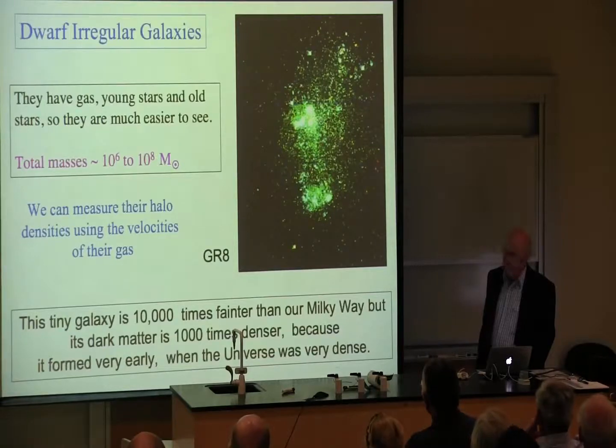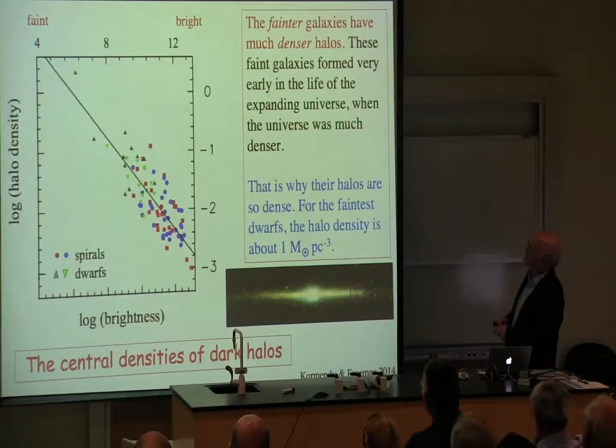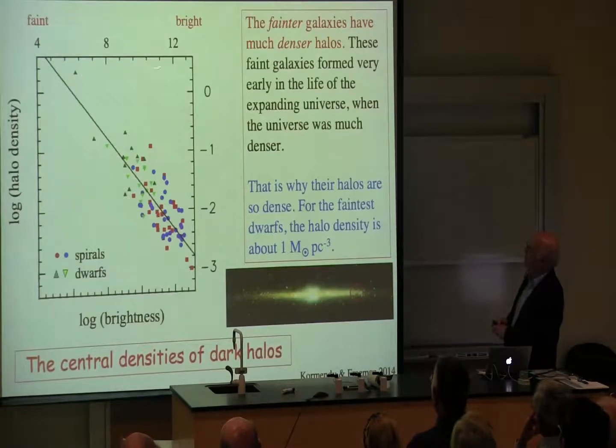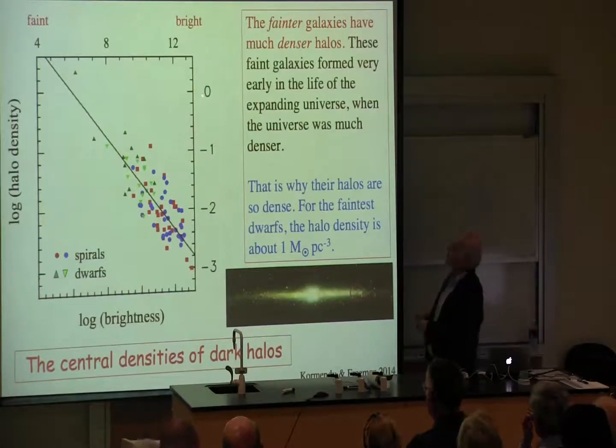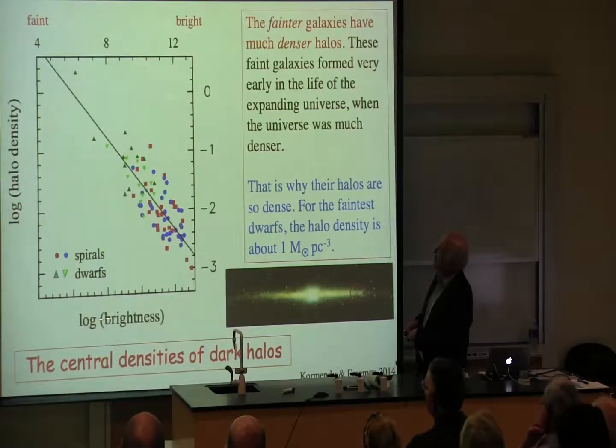Okay, so I'm going to show you one of these things that are called scaling laws. There's a whole bunch of these, but I'll just show you the one. So what we're looking at here is the brightness of the galaxy plotted along the horizontal axis and the log of the halo density. So let me just explain that a tiny bit. This is a bright galaxy like ours. This is one of these very faint galaxies. And these are, again, in log units.